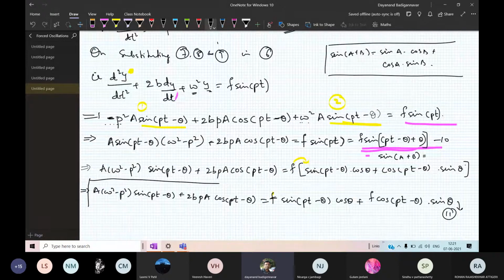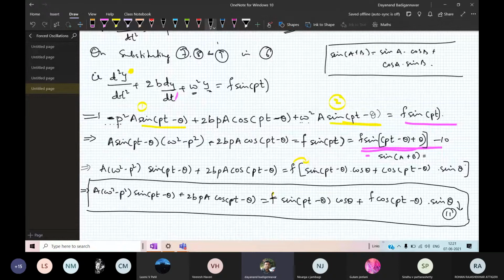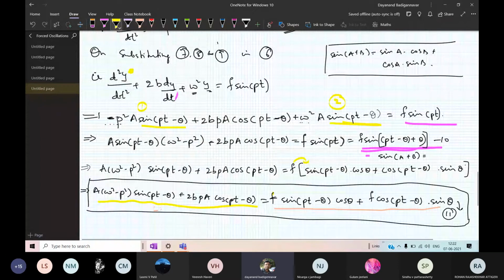Note, this is LHS. And this term is the RHS term. Do you agree with this? This is LHS. This is left hand side. This is right hand side, RHS. LHS and RHS.